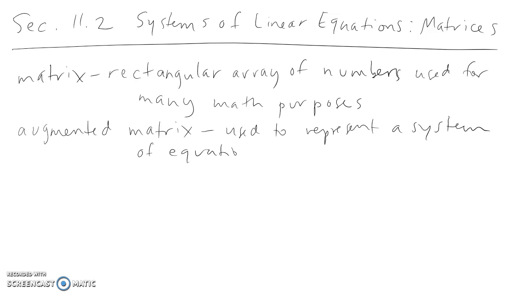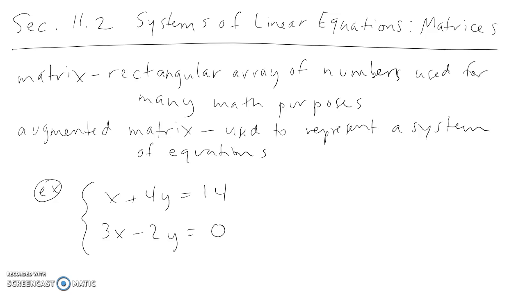So let's just look at an example of a system of equations. We'll just look at a 2 by 2 system. x plus 4y equals 14, and 3x minus 2y equals 0. Notice that both of these equations are in what we would call standard form. The x terms are first, the y terms are second, then there's an equals, and then there's a constant term.